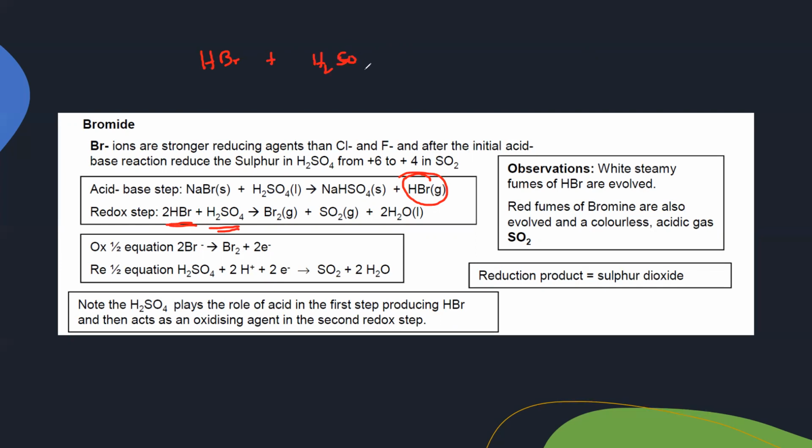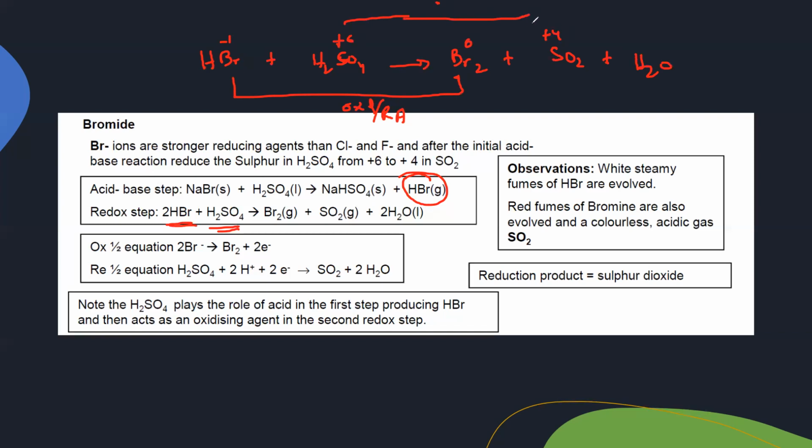This is a redox reaction in which it forms a bromine molecule. When it forms a bromine molecule, we observe brown vapors or fumes, and it forms sulfur dioxide, so a pungent gas will be there, and water. You can clearly see bromine goes from -1 to 0. If -1 turns into 0, this is oxidation, so bromide ion is acting as a reducing agent. But for sulfur it is +6, and here sulfur is +4. So +6 changing to +4 means that is a reduction.